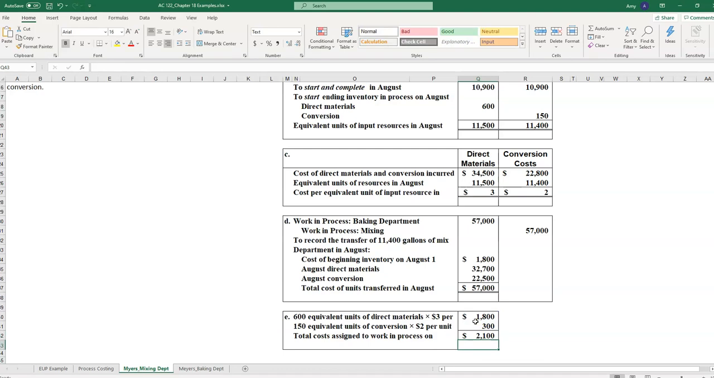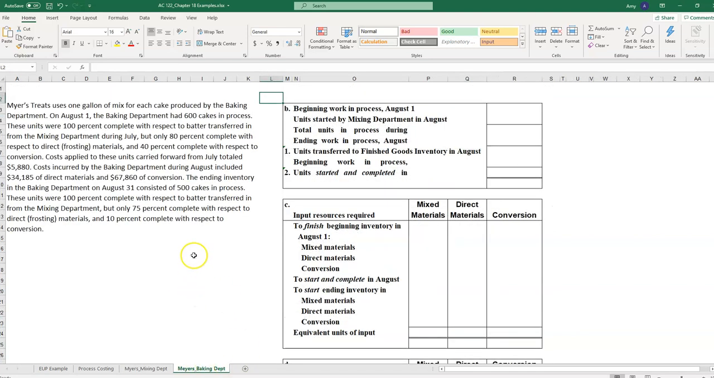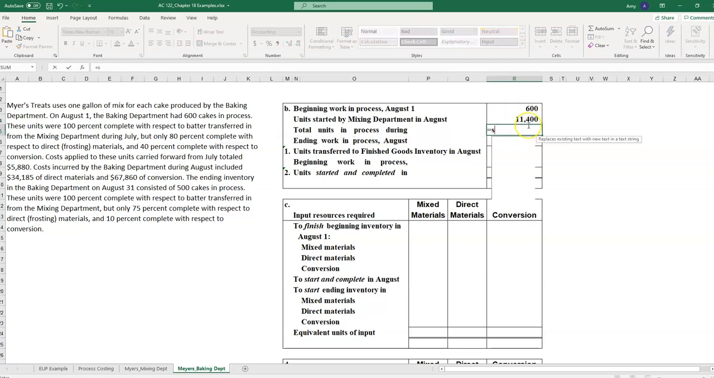Now we're going to look at those 11,400 gallons we transferred to the baking department, and we're going to finish those in the baking department. So the baking department already had 600 cakes in process at the beginning of the month. Then they received 11,400 gallons from the mixing department, meaning the entire month they had 12,000 units that they were working on.